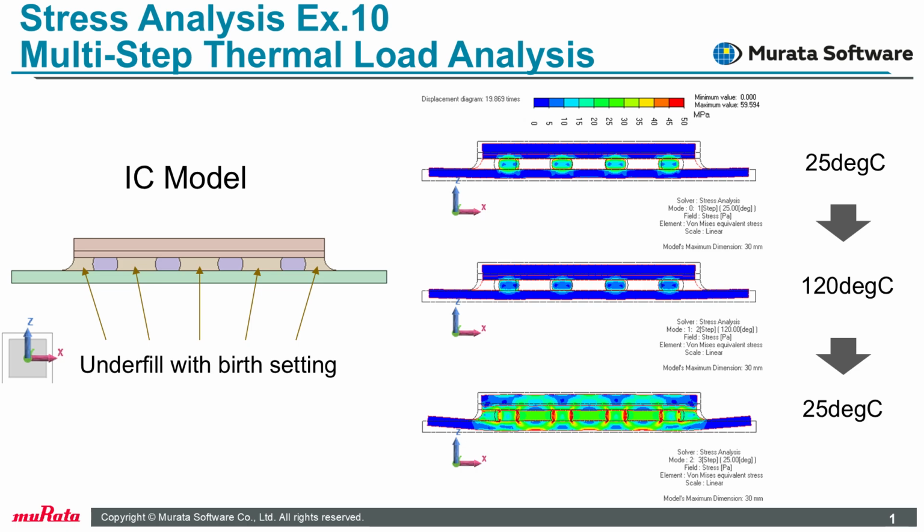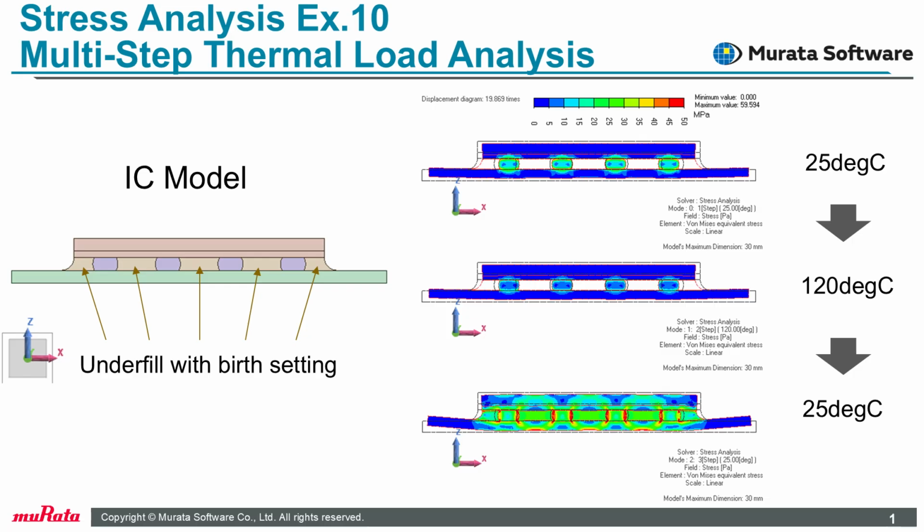This video explains stress analysis example 10, multi-step thermal load analysis for an IC soldering process. An IC having solder bumps is usually mounted and soldered on a substrate and then underfilled and cured. The curing temperatures of solder and underfill resin are different.